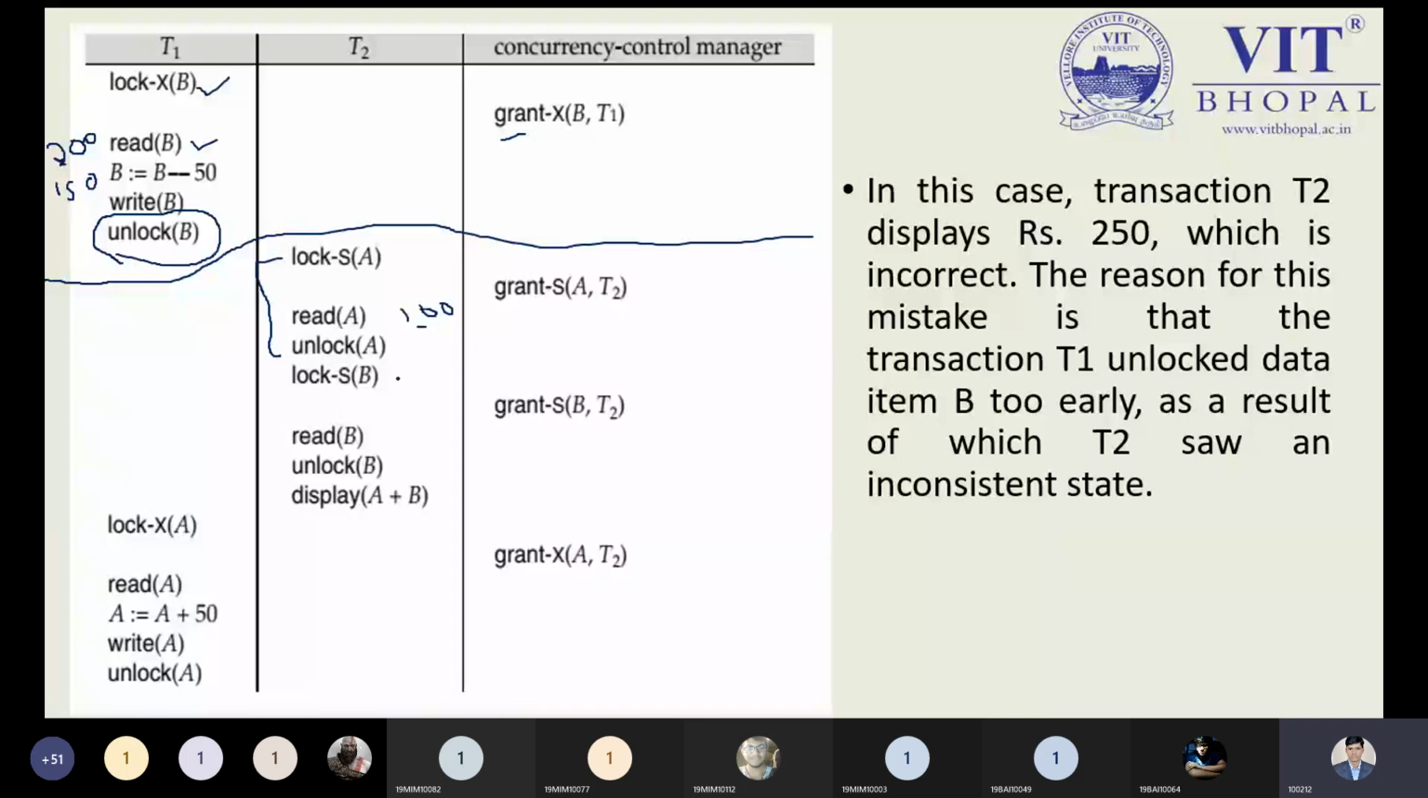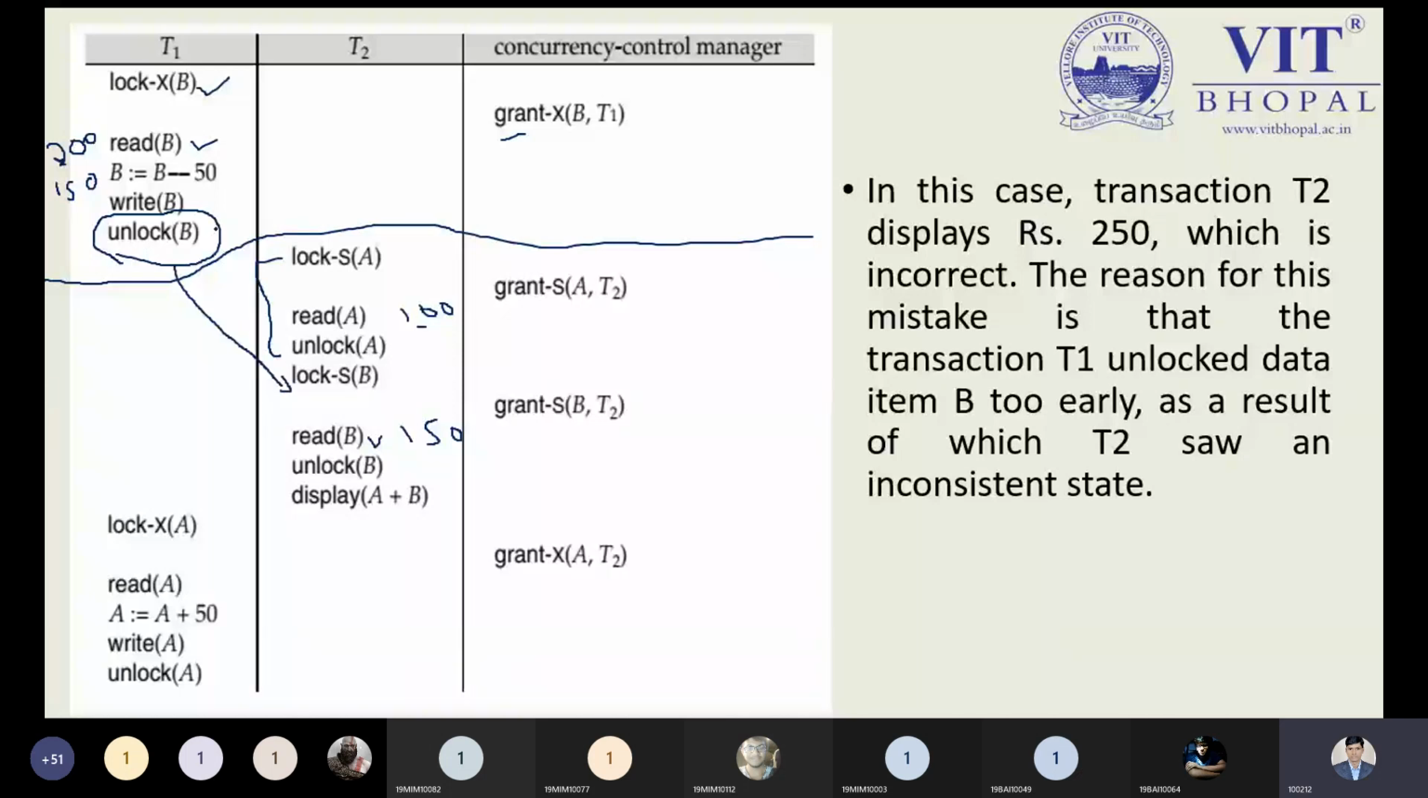Now lock S, so we are reading the value of B over here. See, that is 150 instead of 200. Why? Because we have unlocked B over here. If we had not unlocked B, then we could read some value that could be 200, but at that time we could have an inconsistent state. But right now we are unlocking, so after unlocking, you are able to read.